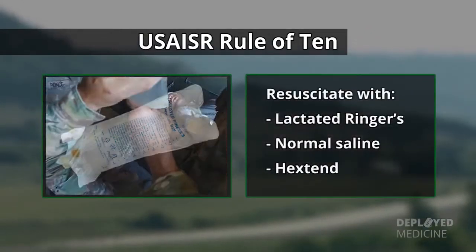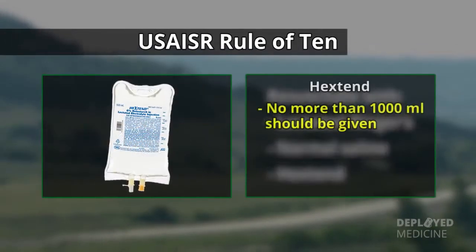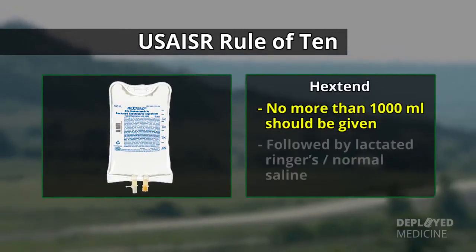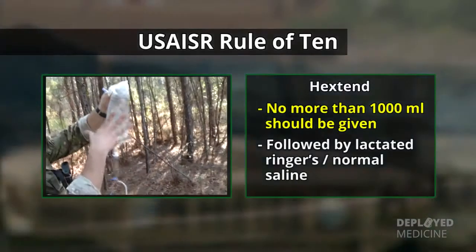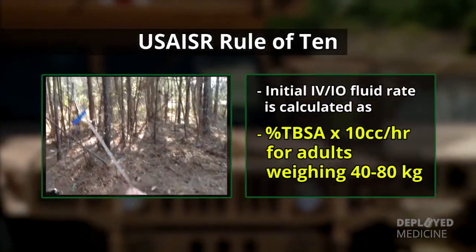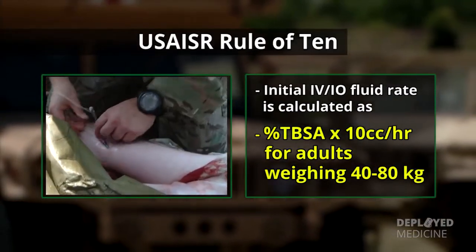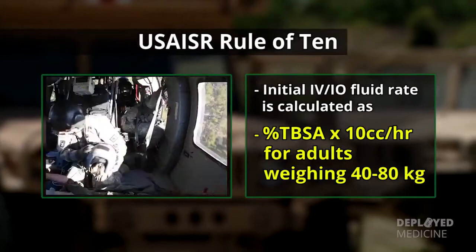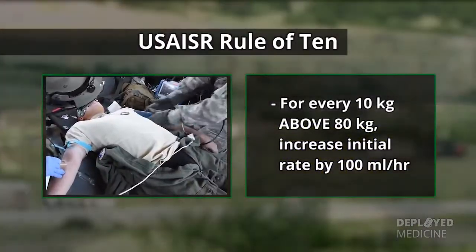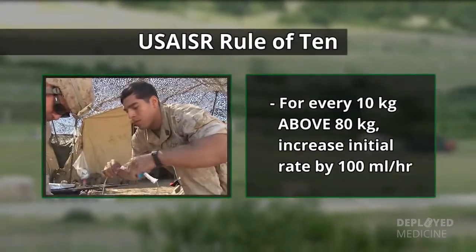Resuscitation should be initiated with lactated ringers, normal saline, or Hextend. If Hextend is used, no more than 1,000 milliliters should be given, followed by lactated ringers or normal saline as needed. Initial IV-IO fluid rate is calculated as the percent TBSA times 10 cc's per hour for adults weighing 40 to 80 kilograms. For every 10 kilograms above 80 kilograms, increase the initial rate by 100 milliliters per hour.